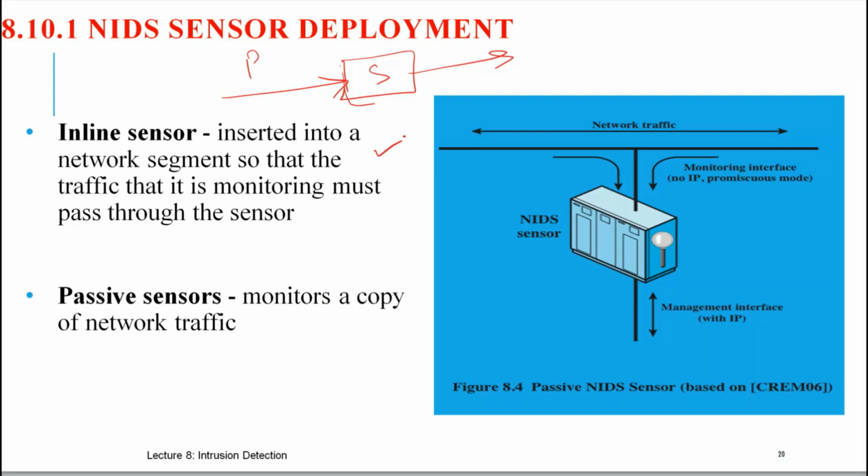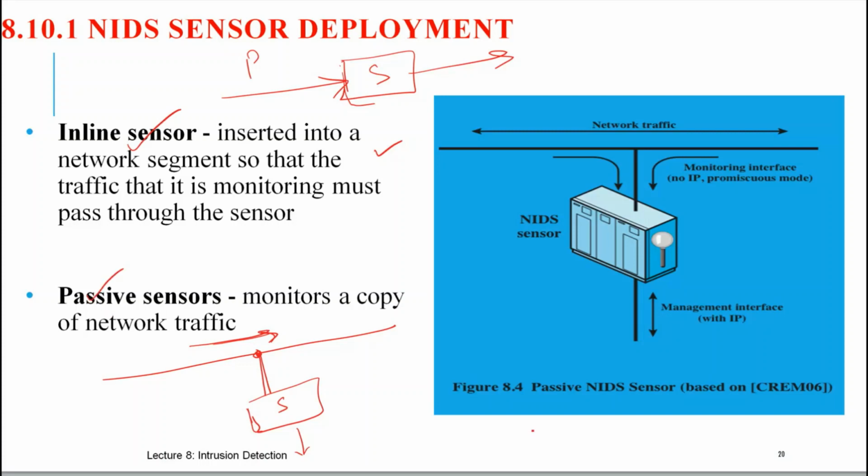What does a passive sensor mean? Say this is your network transmission media. You are just going to take a copy of all the packets. This sensor is the passive sensor. The traffic is going like this, and I'm just taking a copy of that. In lecture number 1 we discussed this: it is interception, packet capturing, like a middleman in the middle. So that's the inline sensor and the passive sensor.